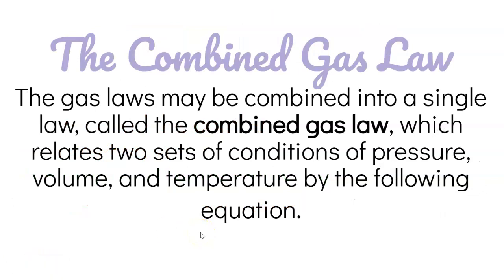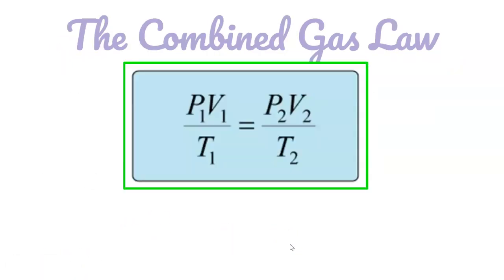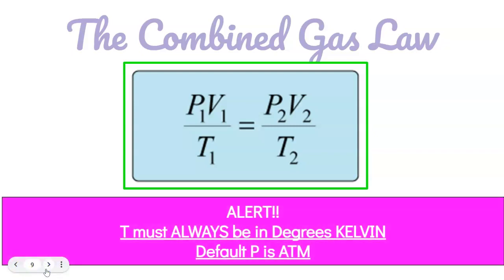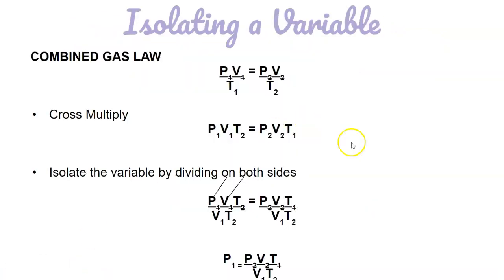So the gas laws may be combined into a single law called the combined gas law, which relates two sets of conditions of pressure, volume, and temperature by this equation, which I'm going to show you here. P1 V1 over T1 is equal to P2 V2 over T2. Okay, so P1, V1, and T1 are the initial conditions, and then P2, V2, and T2 are the secondary conditions, so final conditions. And just like in Gay-Lussac's law, our temperature is going to have to be in Kelvin. So the first thing I would do when you're doing these problems is double check and make sure that your temperature is in Kelvin. Okay. So this again is showing us how we can isolate variables.